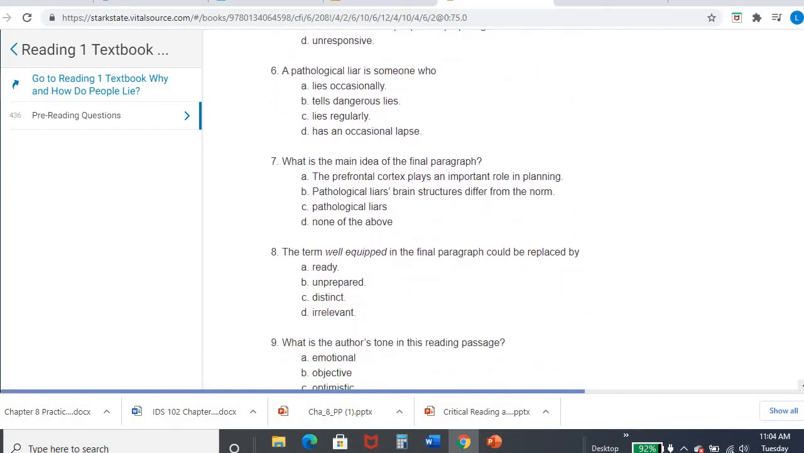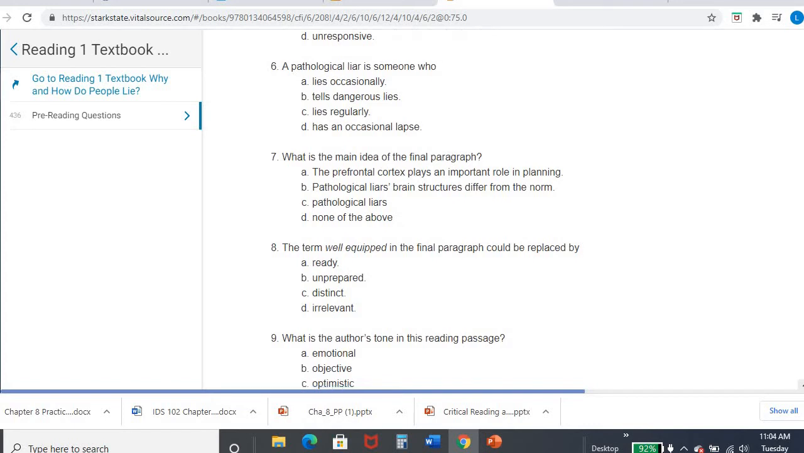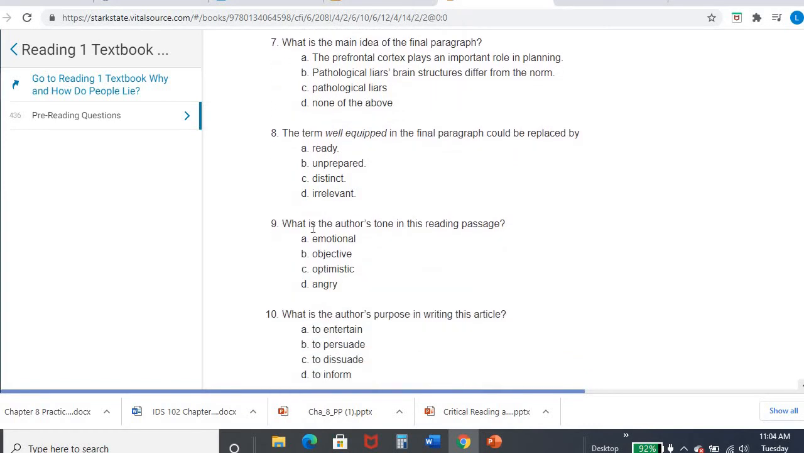I'm going to let you do number 7, the main idea of the final paragraph. I'll let you take a look at that on your own. But we will go ahead and look at number 9. What is the author's tone? How do they feel about this topic? And as you read, hopefully you could tell that this was very factual in nature. And this is actually going to help answer question 10. So I'm going to do them together.